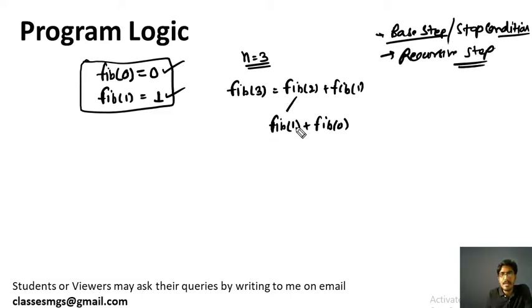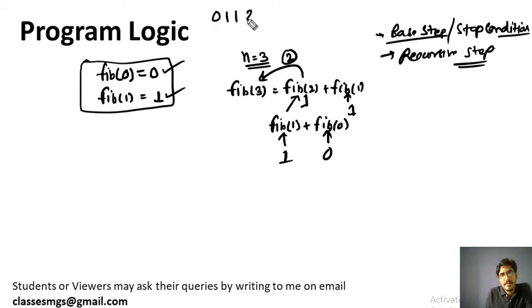So Fibonacci 1 is what? I know Fibonacci 1 is 1. Fibonacci 0 is 0. Fibonacci 1 is 1. So Fibonacci 1 plus 0 is returned here as 1, and then 1 plus 1 will be returned here, that is 2. So the third term of the Fibonacci series will be 2. You can write it for reference.